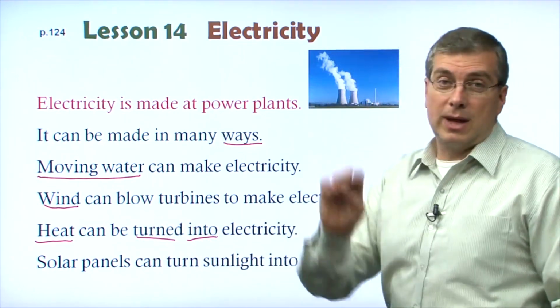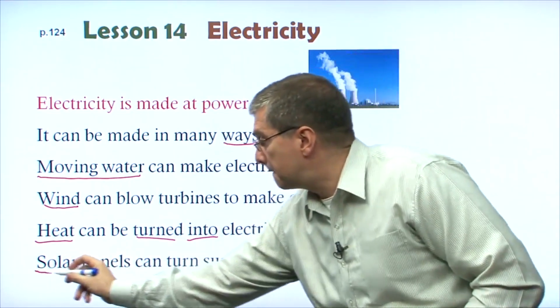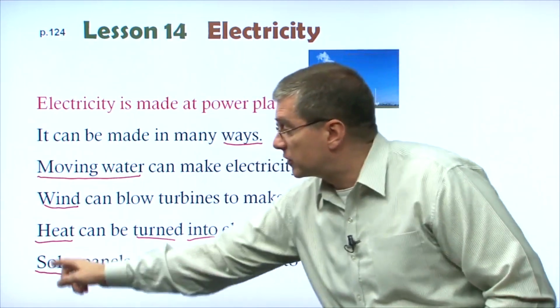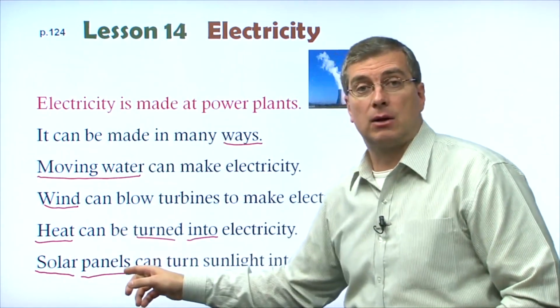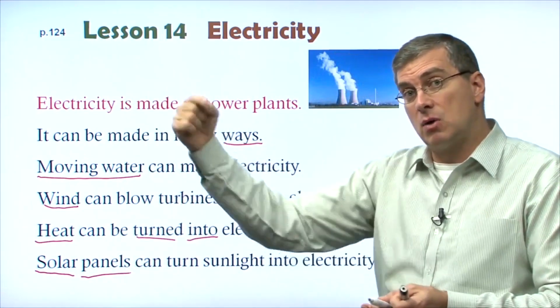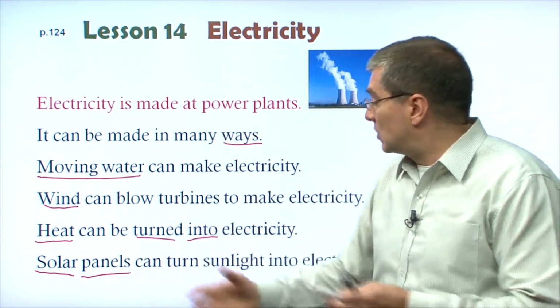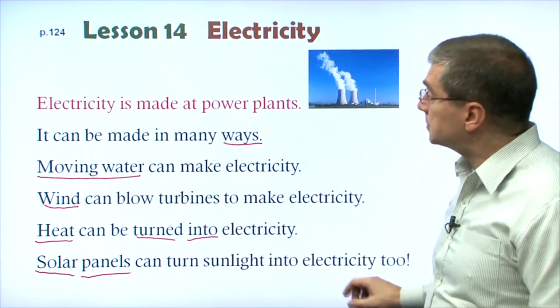And finally, we have number 4, the 4th way, solar panels. Remember, solar has to do with the sun. A solar panel is a device that takes the sun, the light and the heat. It turns sunlight into electricity too.